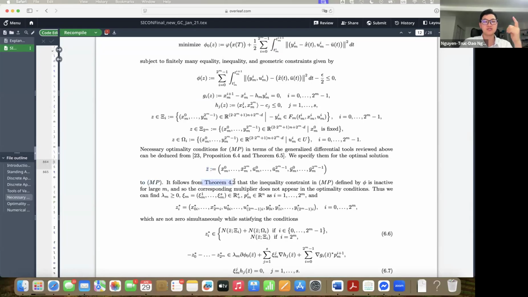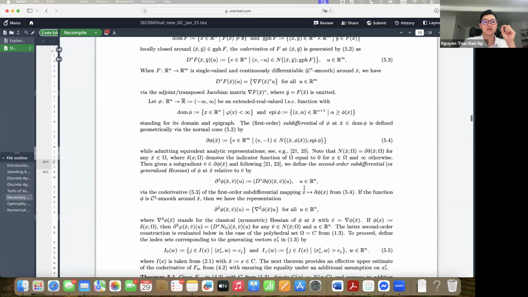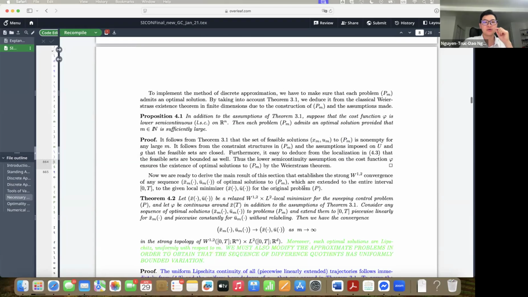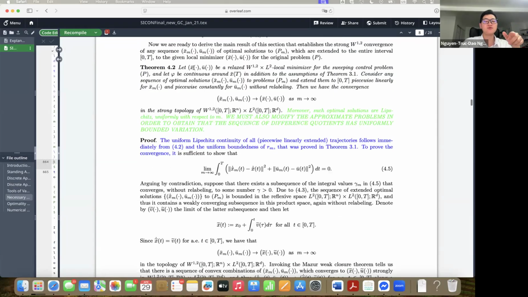So theorem 4.2 in this paper is the convergence theorem. I can go back so that you can see 4.2. It says that if you already have, let's say, the local minimizer for the original problem, that is the optimal solution for the original problem, then you can always derive the piecewise linear function xm bar and the piecewise constant function um bar. This is the solution for the discrete approximation problem, and this is the continuous solution for the continuous problem.